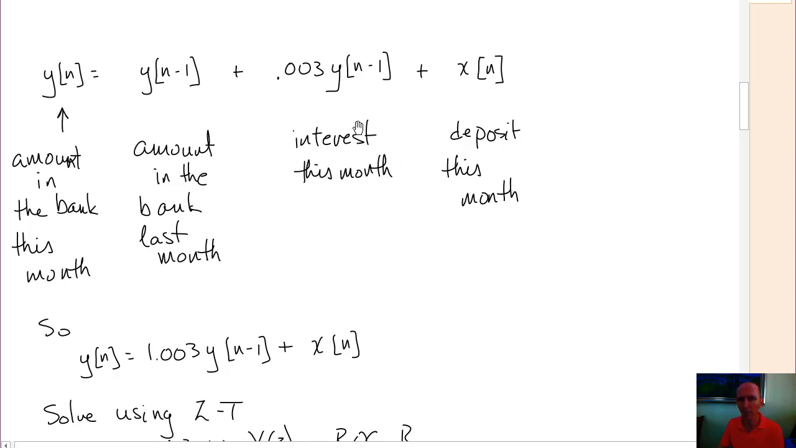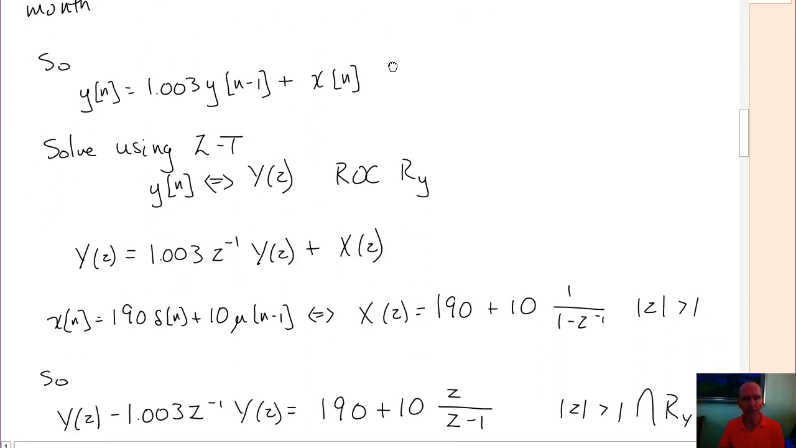Of course, the interest is calculated on how much we had last month. So that's going to be 0.003, because it's 0.3%, times how much we had last month. So this is the equation that describes how much we have in the account during any month. Now, joining the first and second term here, this would be our difference equation: y of n equals 1.003 y of n minus 1 plus x of n.